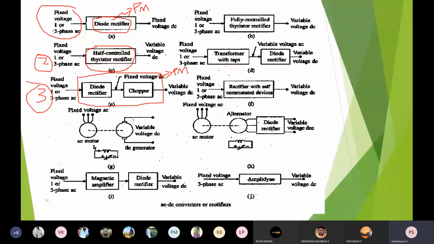The same way, I am having an AC motor. I want a variable DC, so I can connect a DC generator. But these are all from before the power electronics concepts were incorporated. See, I am having a three-phase AC. I want a variable DC voltage, so an AC motor is connected to a DC generator, and now I'm varying the field excitation. What can I get? I can get a variable DC voltage.